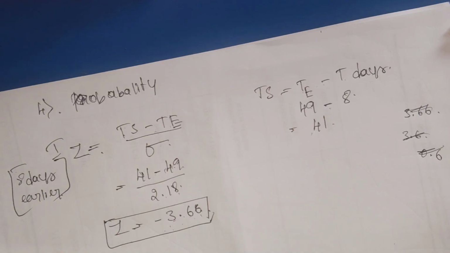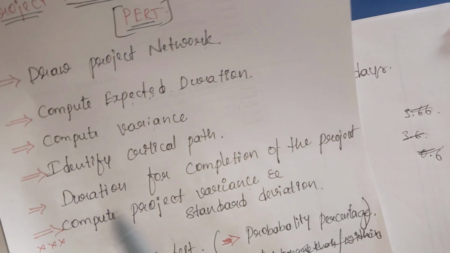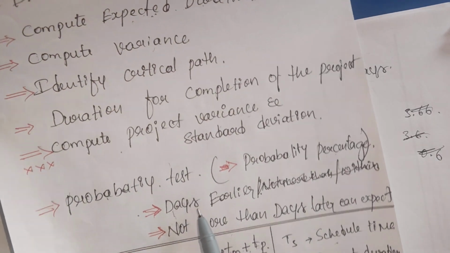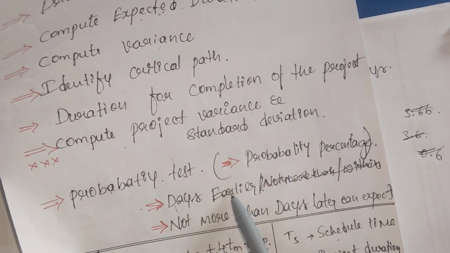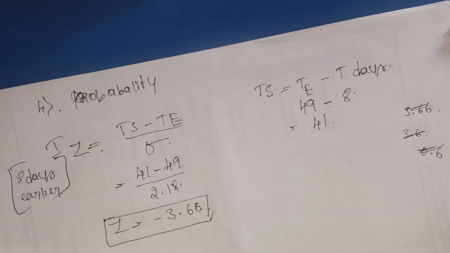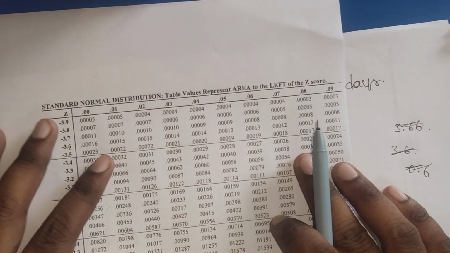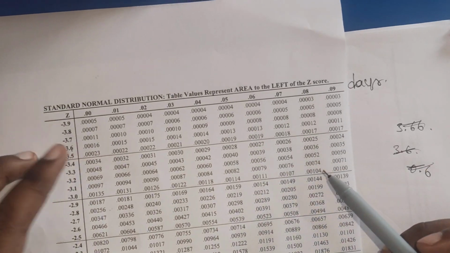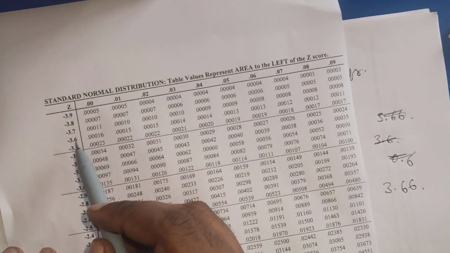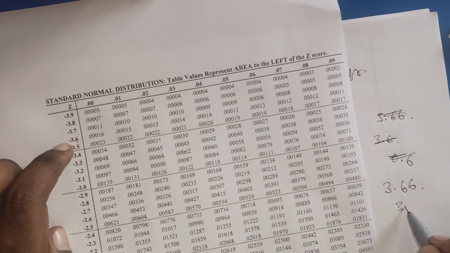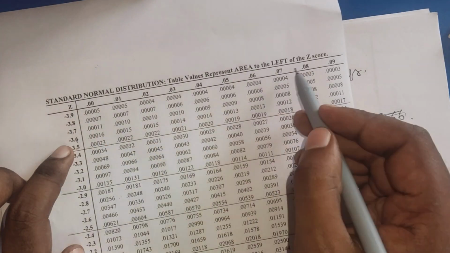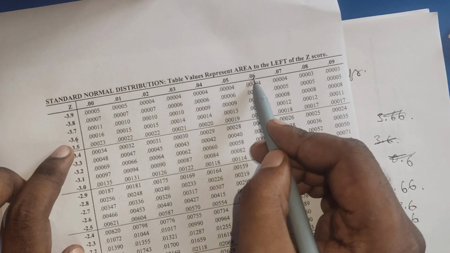So we have done all the calculation for the 8 days earlier case. At the end of the problem we need to find the probability percentage. For that we are going to use the standard normal distribution table. So the result is how much? It's 3.66. 3.6 is here, and the rest, 0.6, we need to find from the horizontal line. Horizontal line 0.6 is here.